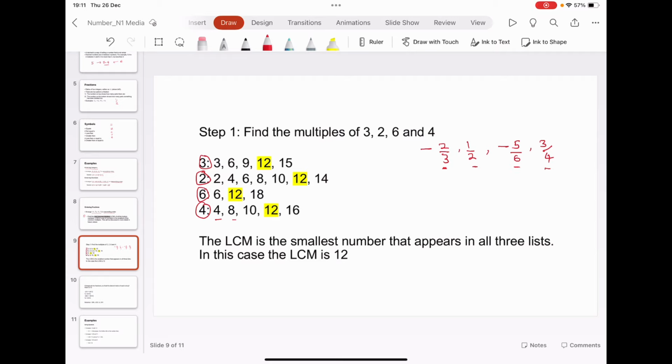And we can see the LCM of all these multiples is 12. So the LCM is the smallest number that appears in all the lists. So we can see there's a 12 here, there's a 12 here, and there's a 12 here. And that's the smallest number that appears in all the lists. So we found the LCM of all the bottom numbers as 12.